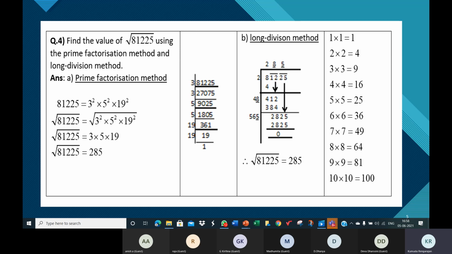Okay. So at this point, the digits in the quotient are 2 and 8. We have 2 and 8. So 28. Double the quotient. What is 28 into 2? 56. Yeah, write 56 here. That is, you have the remainder 28 here, and then 25 comes down. Write 56.